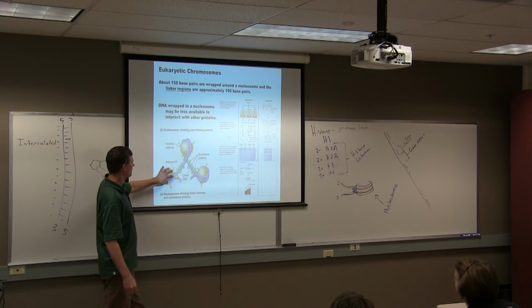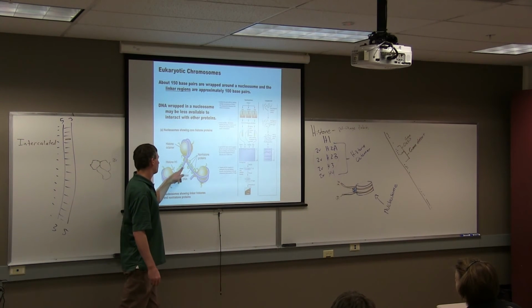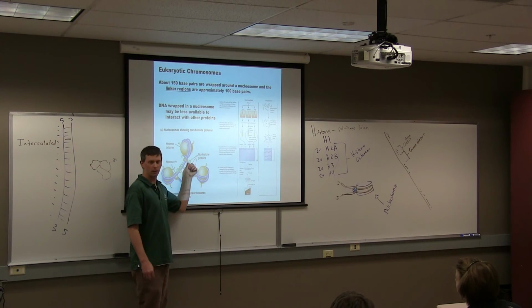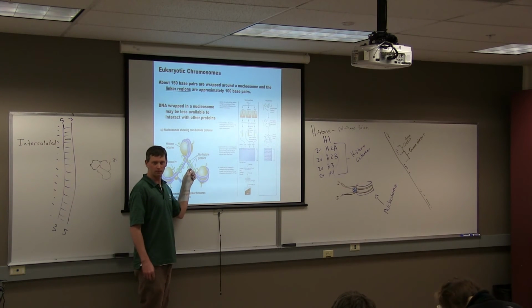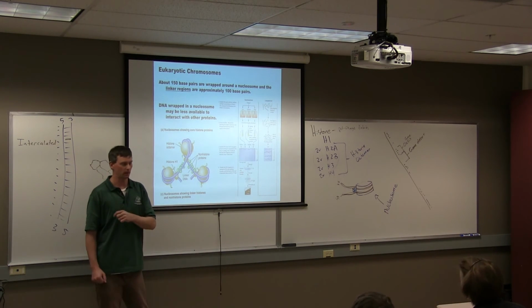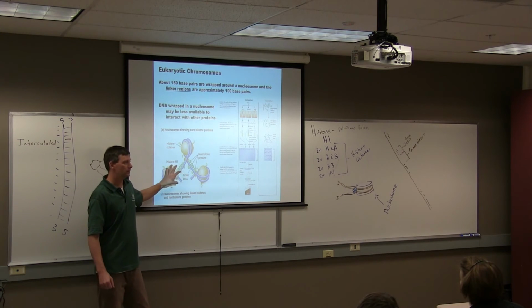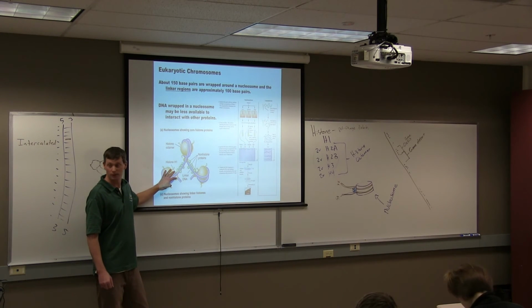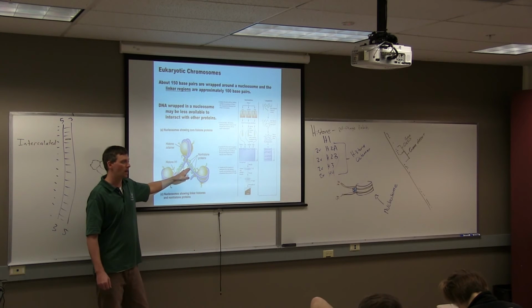So histones form these nucleosomes, and we're left with this 150 base pair linker region. Non-histone proteins bind to the linker region. And the reason is, these guys bind to DNA in a sequence-specific manner. The histones bind because they like negative charges. These guys bind because they like specific sequences.